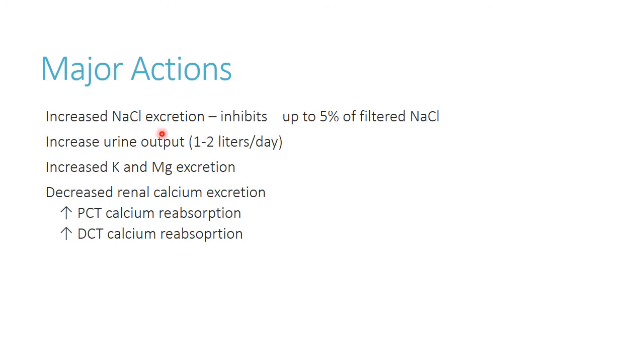Okay. So again, these are going to work to block that sodium chloride reabsorption. So it probably inhibits maybe up to like 5% of sodium chloride from being reabsorbed, and it's going to increase urine output maybe 1 to 2 liters a day, not like 4 liters, not nearly as potent as a loop diuretic, but still pretty good.